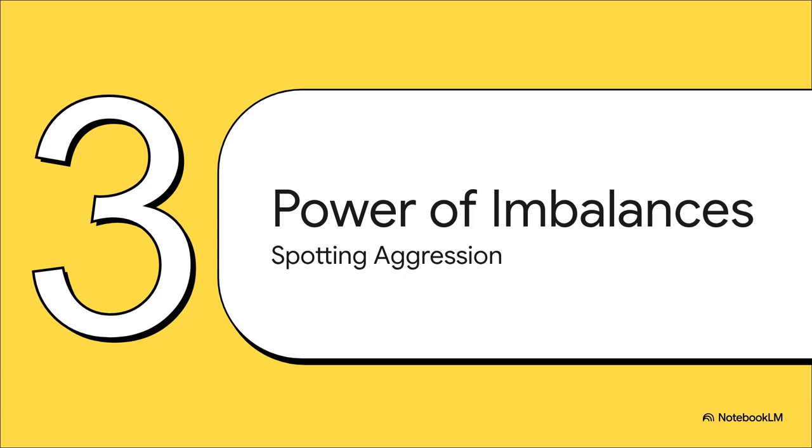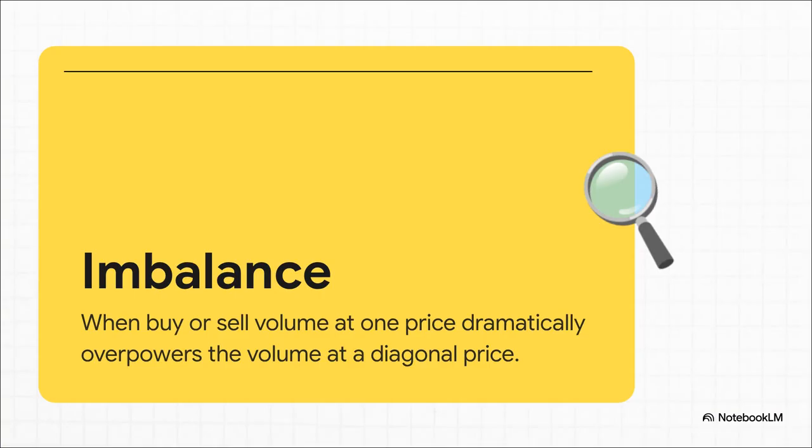So, now that we know how to read the chart, let's get to the good stuff. How we can use it to spot raw, aggressive market action. And we do that by looking for something called imbalances. An imbalance is pretty much what it sounds like. It's a moment where one side, the buyers or the sellers, is so aggressive that they just completely overwhelm the other. The way the chart spots this is really clever. It compares the buy volume at one price with the sell volume at the price diagonally above it. When that ratio gets totally out of whack, it gets flagged as pure aggression.